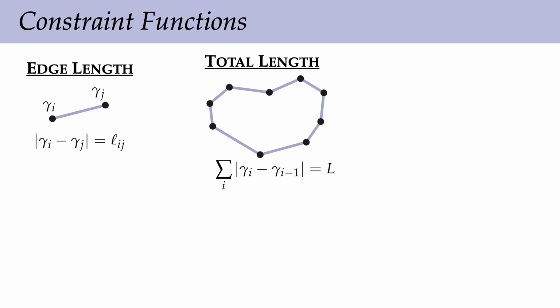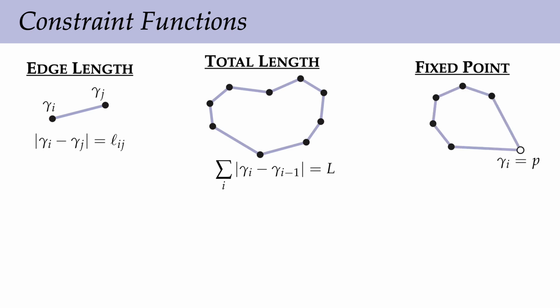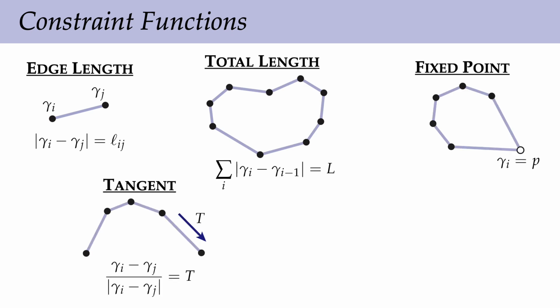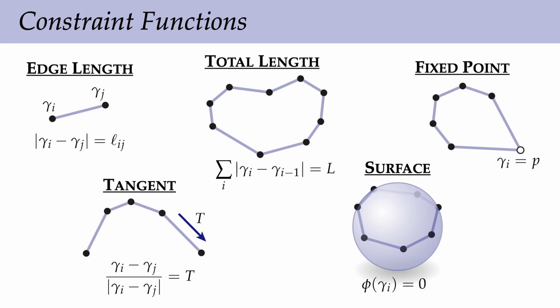Here are just a few examples of the kind of constraints we might like to enforce. So like fixing the length of an edge or the total length of the curve, or fixing a point in space, or prescribing a tangent vector, or keeping a curve on an implicit surface, and so on. The point is you can define whatever constraint function you want.